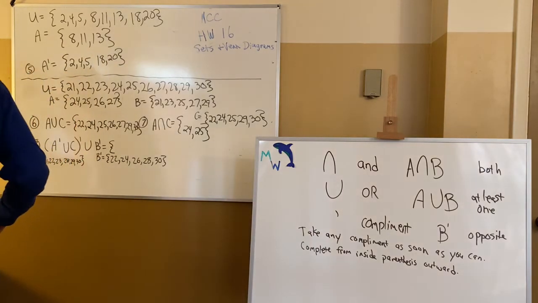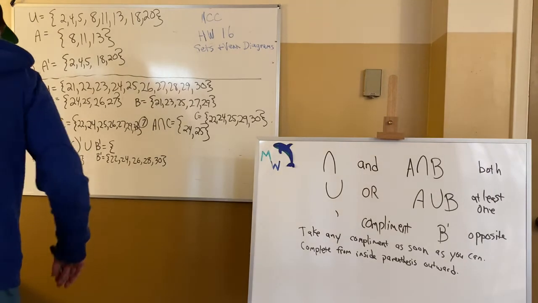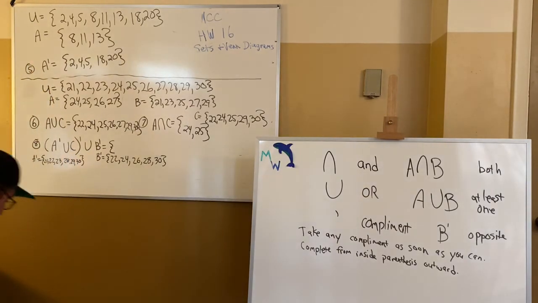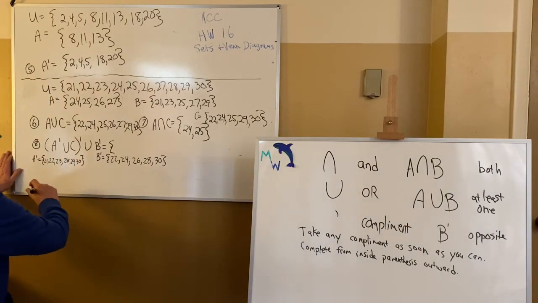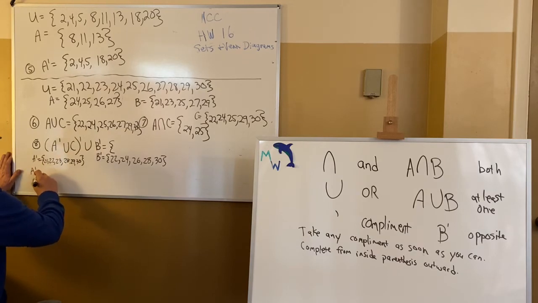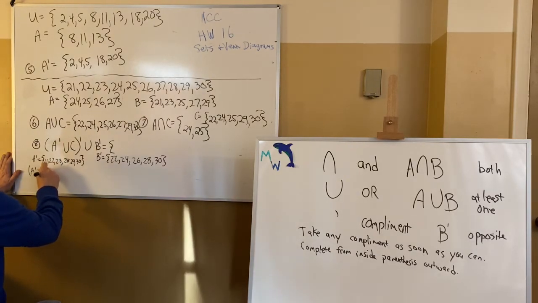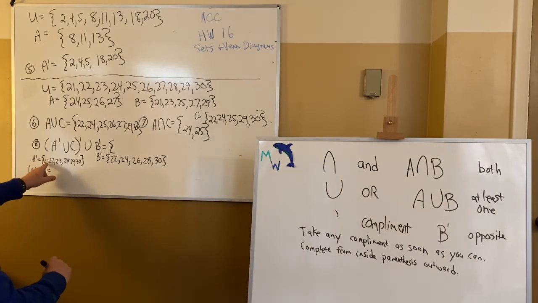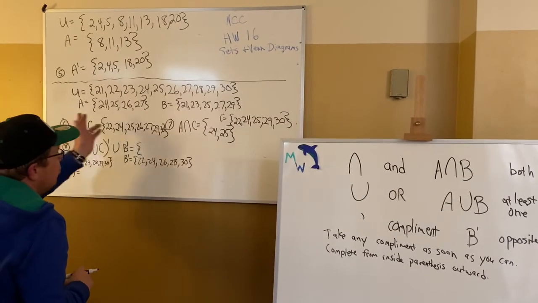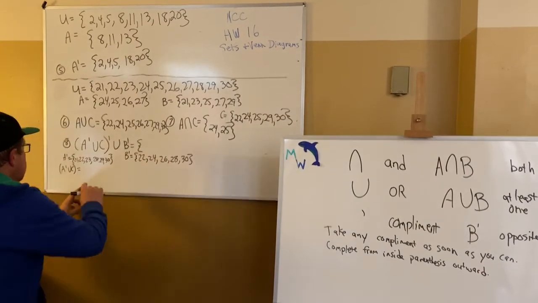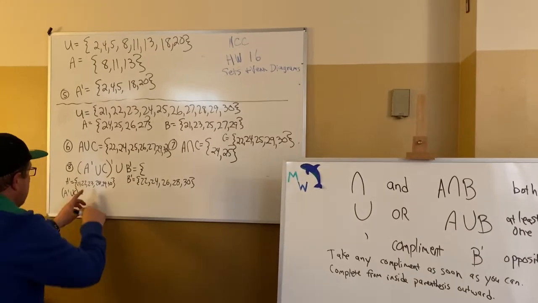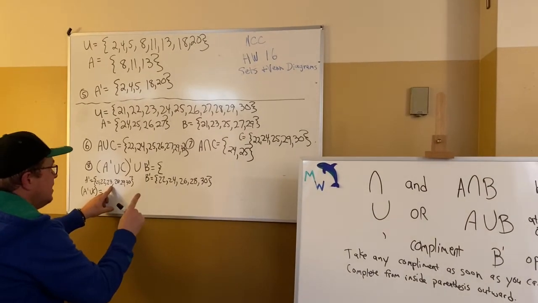I need to take A's complement and I need to do A's complement or be in C. So I'm going to set that up. Therefore, I'm taking these guys and anything that C can add to it from the universe. The universe goes from 21 to 30. So this already has me covered 21 to 23. I'm going to start looking at C.